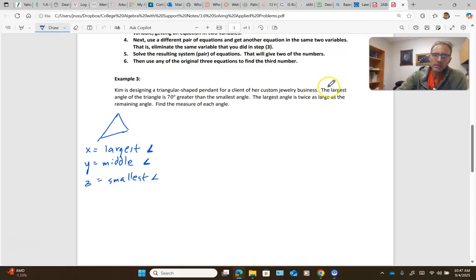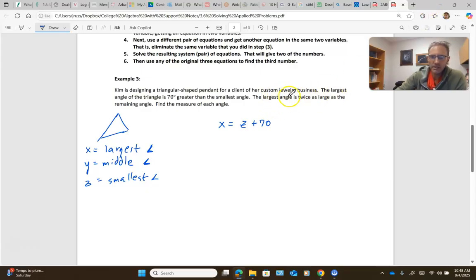So let's look at this second sentence. It says the largest angle, which is x, is 70 degrees greater than the smallest angle. If I translate this, x equals, in other words, my largest angle equals 70 degrees more than the smallest angle. That's what this is telling us. My smallest angle is z, so I can write z plus 70, or you could write 70 plus z. The order doesn't matter. What's important is that your largest angle is equal to 70 degrees more than your smallest angle. In other words, you would have to add 70 to your smallest angle to get it to equal the measurement of your largest angle. So that's my first equation.